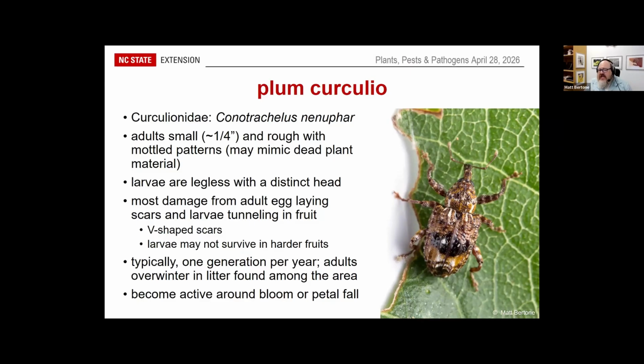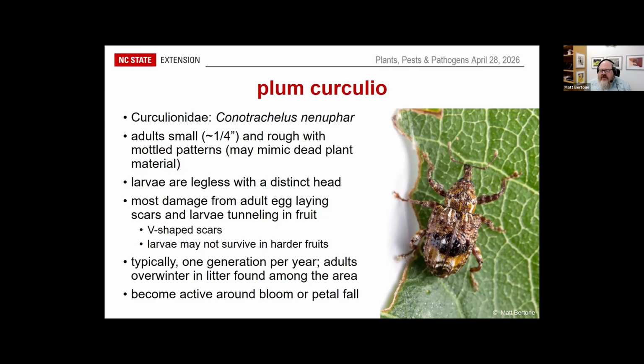because they look like little dried kind of plant material. The larvae are legless and have a distinct head. So if you were to open a fruit and find one, it'll distinguish it from the maggots and some of the other things we're going to talk about later on. Most of the damage is from the actual egg laying of the adults and then the larvae tunneling in the fruit. The female will lay an egg and then cut a V-shaped scar in it to help the larva have a little space to develop.